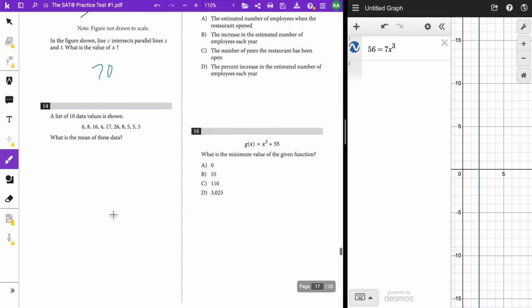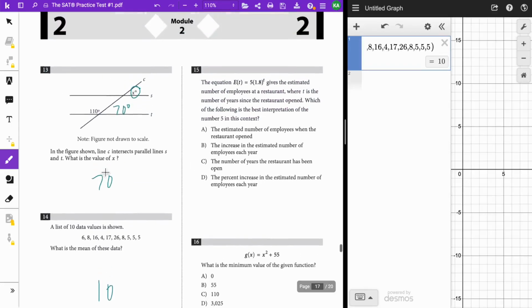What about 14? The mean of these data, that's the average, and Desmos can find the average really easily. We just type, I think is it mean? Yeah, there we go. So type in mean, and then put parentheses, and in the parentheses just type the list, 6, 8, 16, etc. And as long as you don't make a mistake, then Desmos will tell you the answer. So there's all the numbers. The mean we see there is 10.